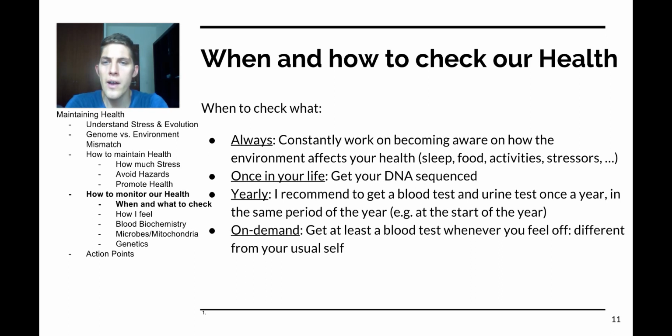Then once a year, I recommend getting your biochemistry tested. So you can order these tests yourself or ask your physician to order these tests for you. I also recommend a urine test together with the biochemistry test, and I'll explain later why and where to order these. Then in addition, you should order at least a blood test whenever you start to feel different than your usual self. So something is wrong, you feel different than your usual self, you should consider getting a biochemistry test at least.